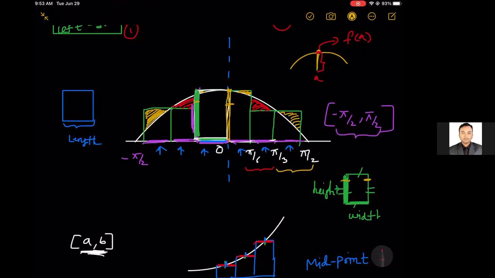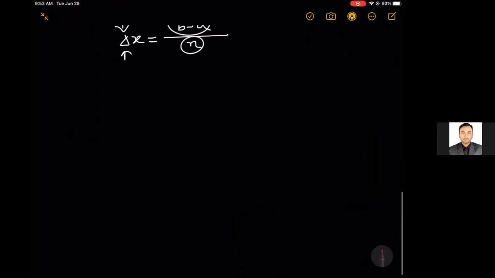Okay, now we are almost there. We're almost there. So we know how to find the length. We know how to find the height, or the other length, I would say. So that means we can just find the area of one of those sub-intervals by this: del x times the functional value. Do you agree with that? This is the area, right?